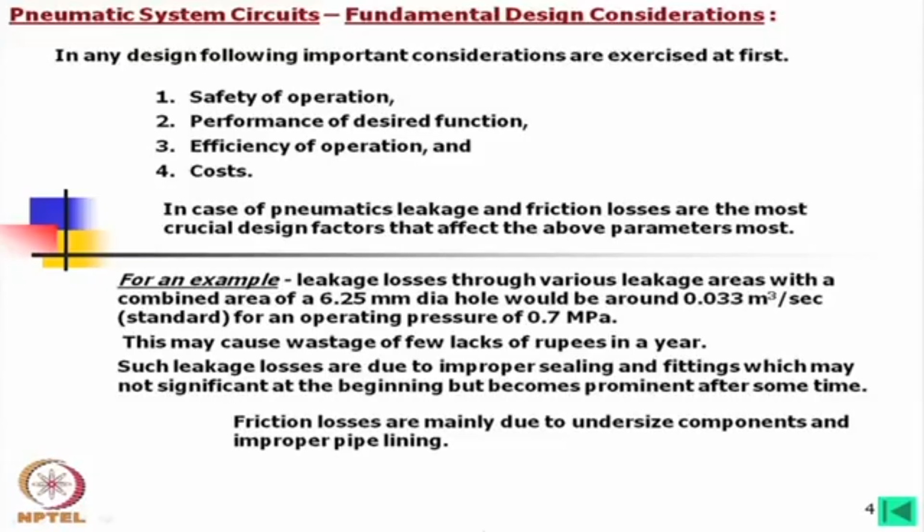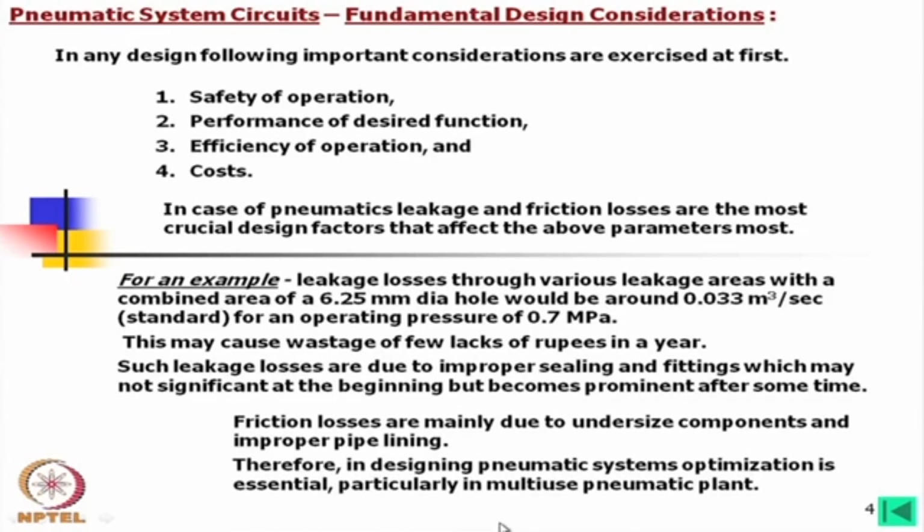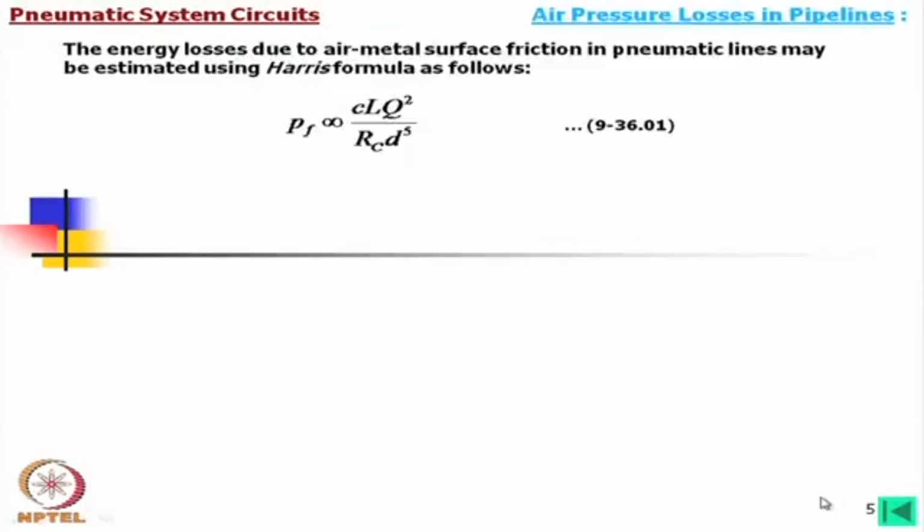Now, you see that while we are making this pipe lining, definitely we will select the optimum size. It should have minimum leakage loss, and it should also not be of huge volume, because then to fill those whole conduits, if the amount of air is too high, there will always be leakage losses. So, we cannot control the leakage losses in any other way. Therefore, in designing a pneumatic system, optimization is essential, particularly in a multi-use pneumatic plant.